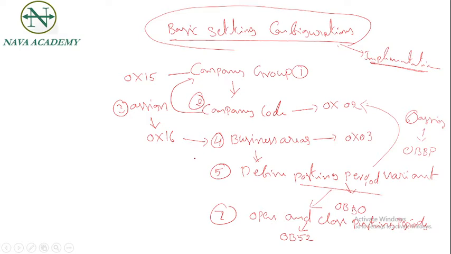Next, company code. Okay. Step 8. What do we do after creation of the posting period variant and open and close posting periods? Okay, one thing we forgot. Before the posting period, you create the fiscal year variant.